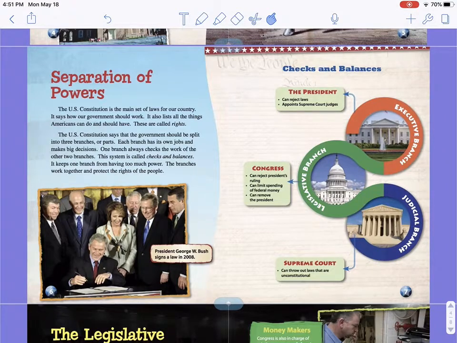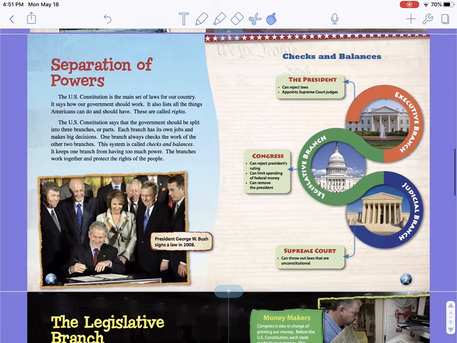Each branch has its own jobs and makes big decisions. One branch always checks the work of the other two branches. This system is called checks and balances. It keeps one branch from having too much power. The branches work together and protect the rights of the people. So instead of having one branch like a king, they have three branches to kind of keep themselves in check, making sure it's not too much power on one person.